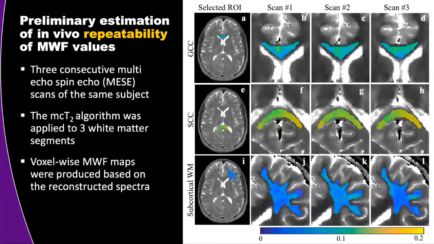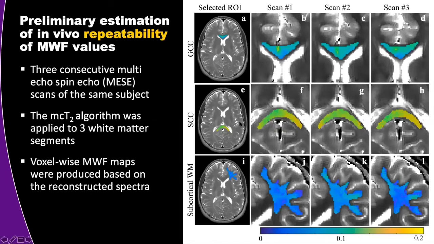Another thing that we're working on right now, and these are preliminary results, is testing repeatability. Repeatability is very, very important. Here you can see three different scans of the same subject run consecutively, and we ran the MCT2 algorithm three times. We still need to run some numerical analysis on these values, but the values are more or less repeatable. So this is, again, very, very encouraging.